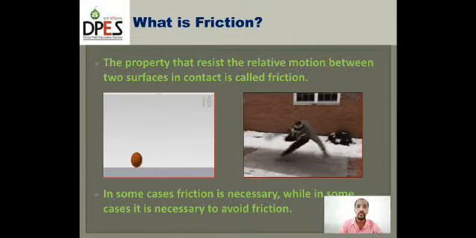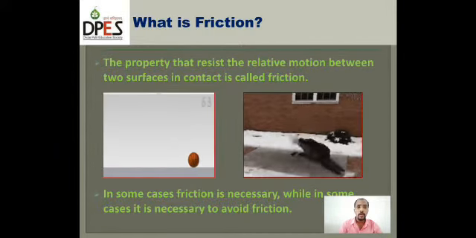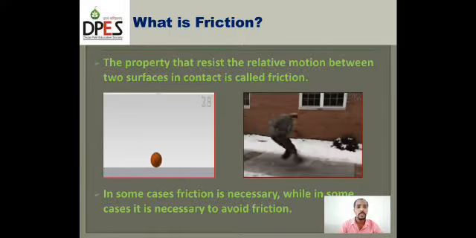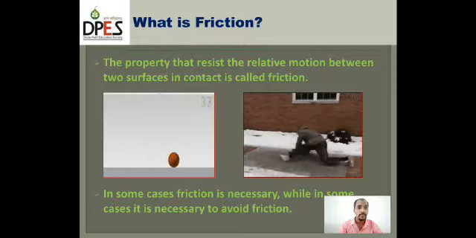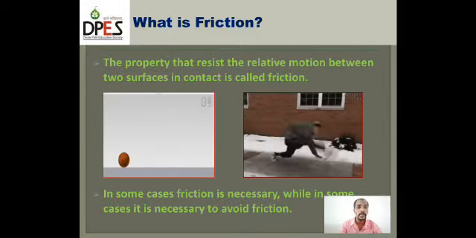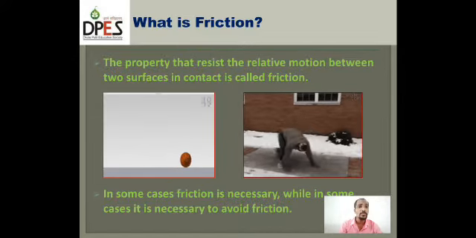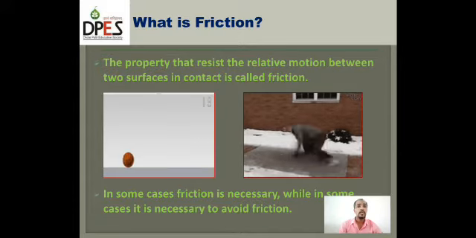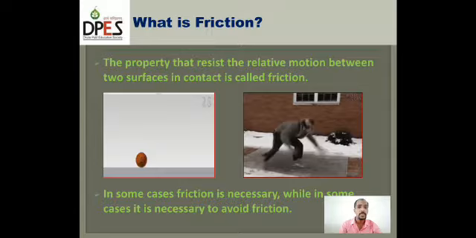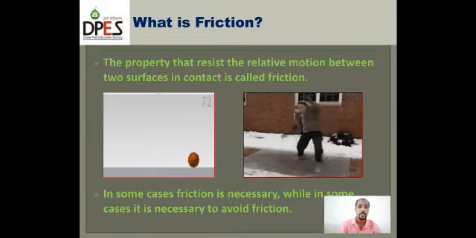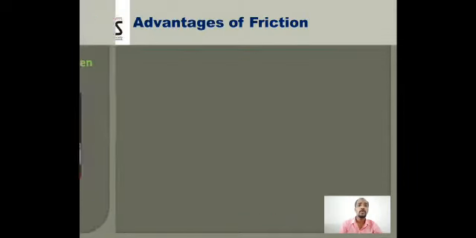If you observe the first image, a rolling ball comes to a rest position after covering a certain distance because of friction. Now if you observe the second image, the man is not able to stand on the surface in the absence of friction. So in some cases friction is necessary, while in other cases it is necessary to avoid friction. Now let's talk about the advantages of friction.